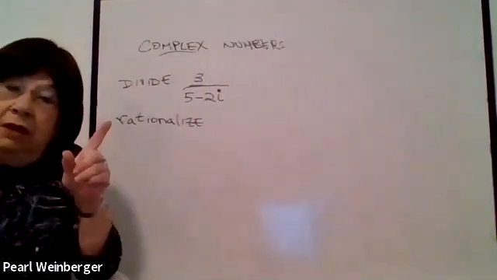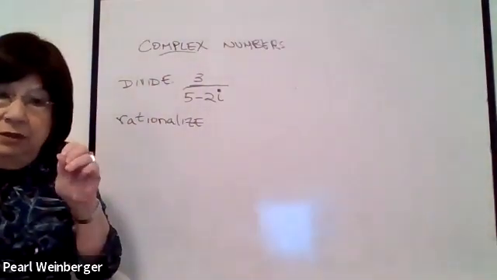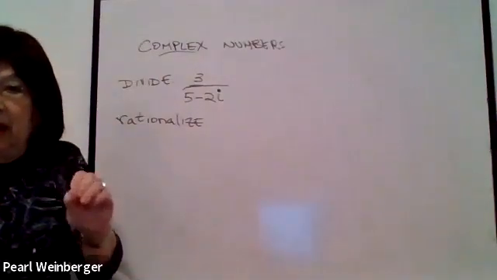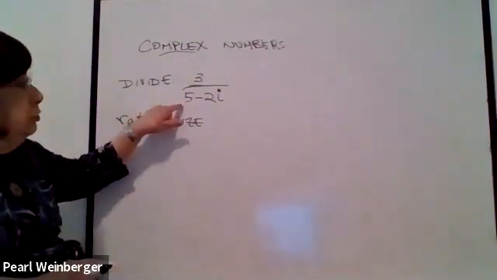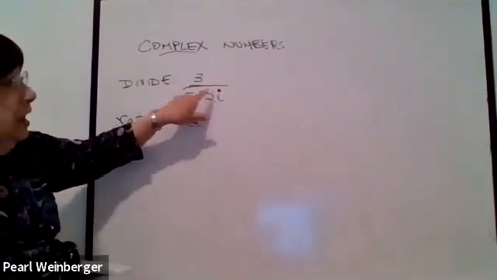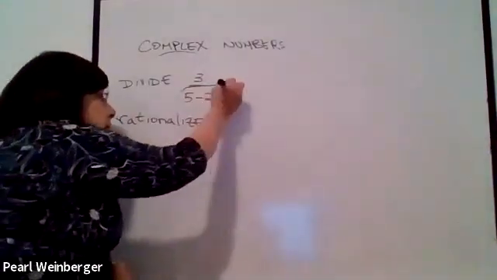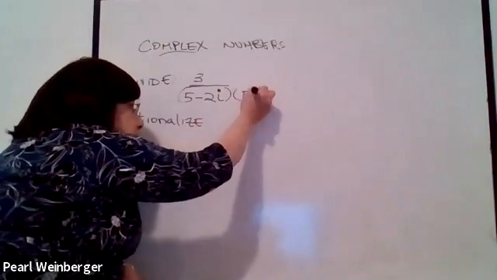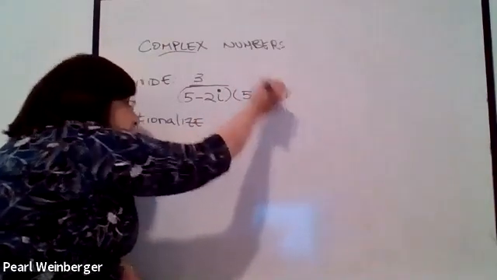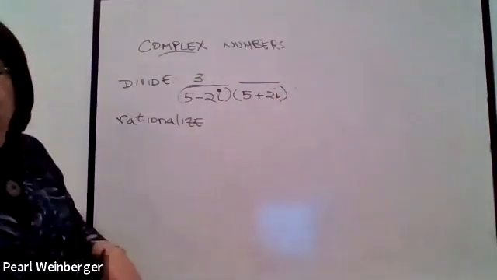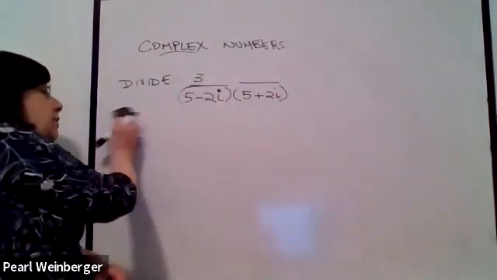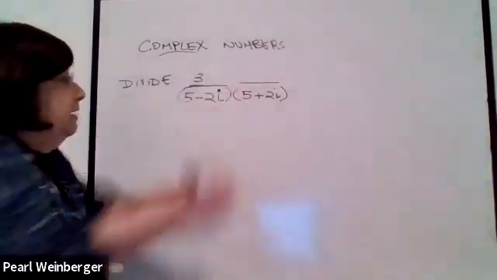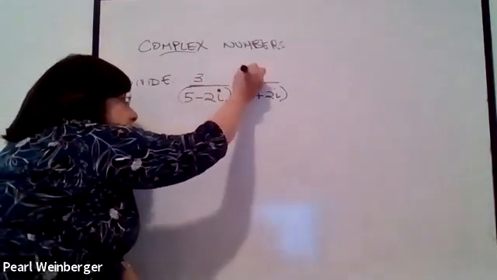I'm going to use the same rules I did in rationalizing the denominator with any square root. I multiplied by the conjugate. My denominator has 2 terms. I multiply by the conjugate of 5 minus 2i, which is 5 plus 2i. Just like I did with regular square roots, I'm doing the same thing over here. Of course, whatever I multiply the denominator by, I've got to multiply the numerator by that as well.